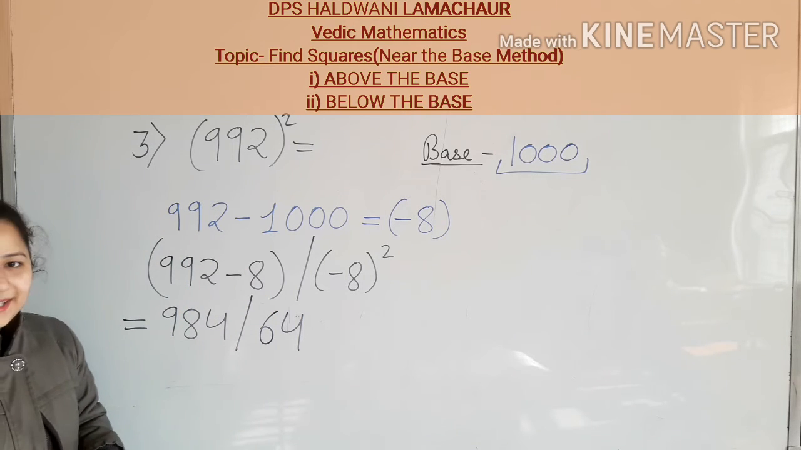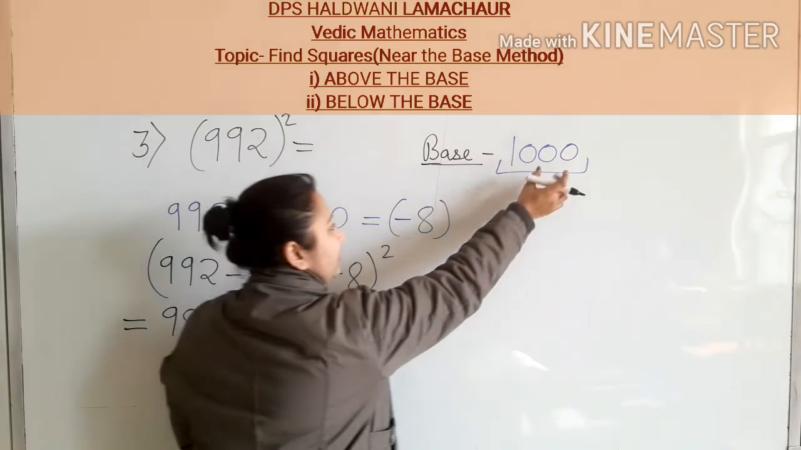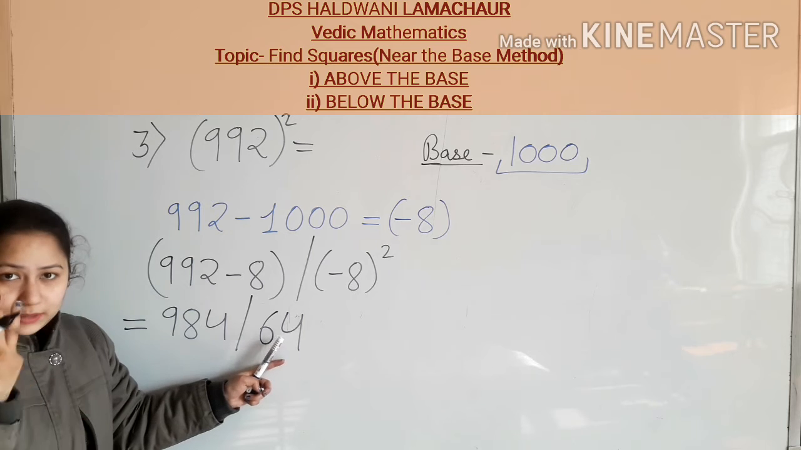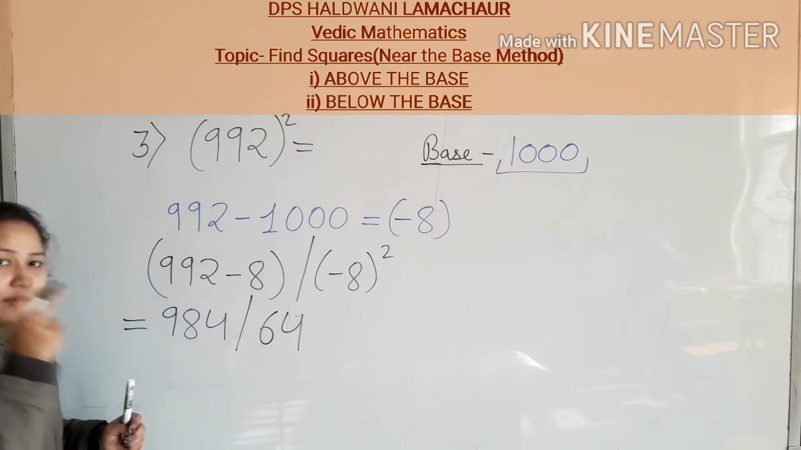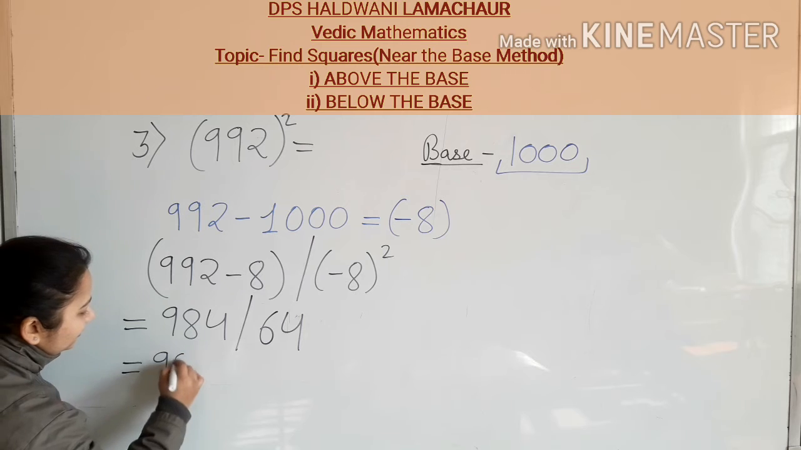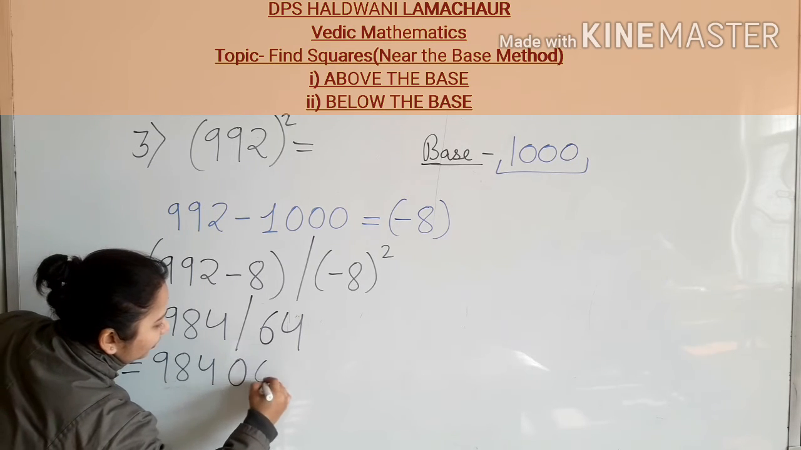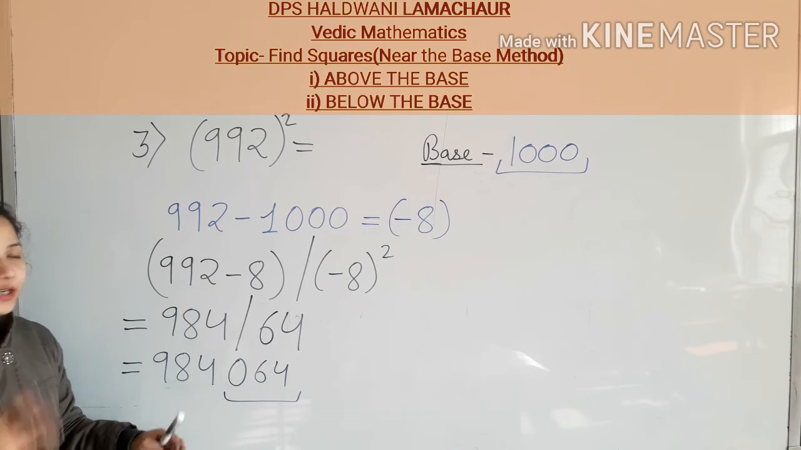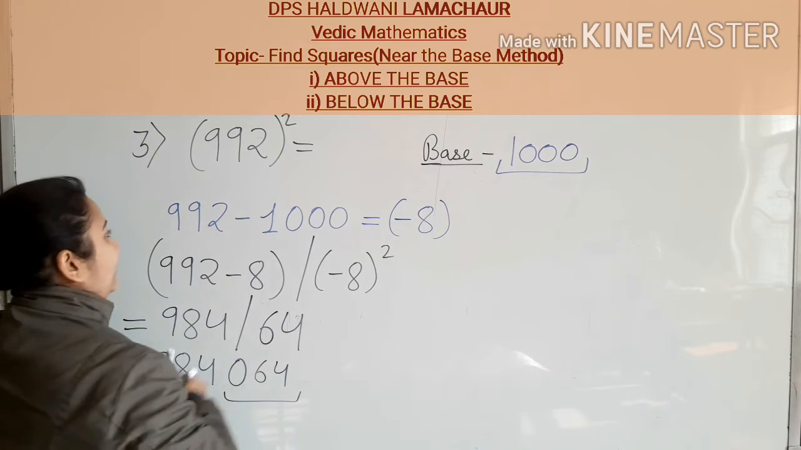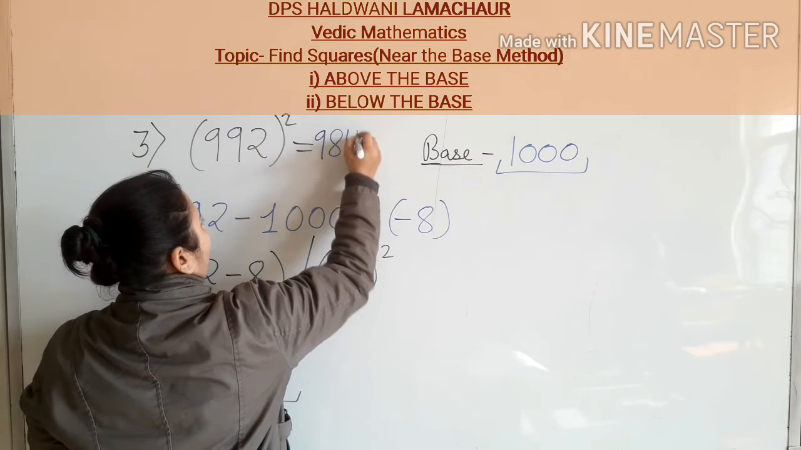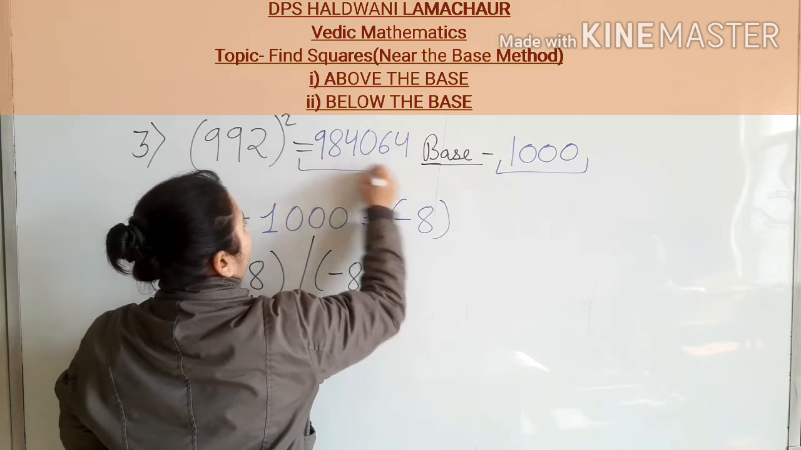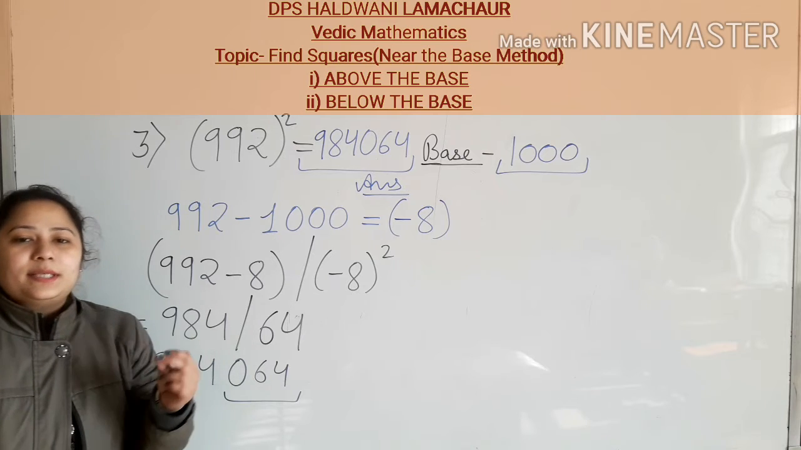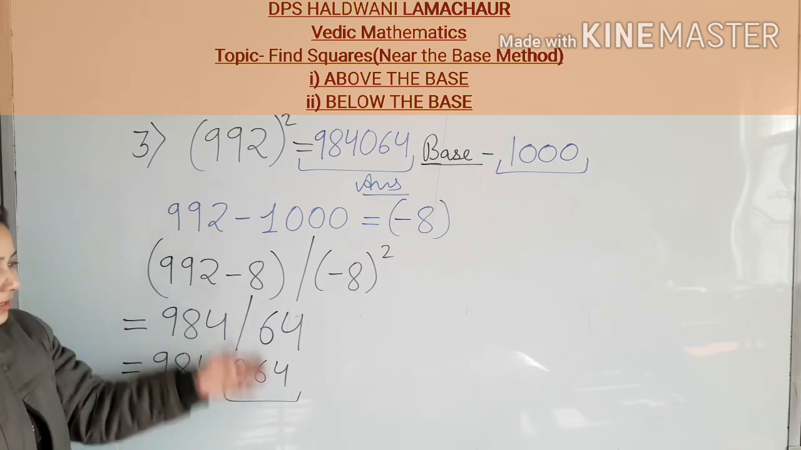Now it's the time for writing the answer. You can see students that there are 3 zeros, which means here should be 3 digits. But you can see that only 2 digits are there. So in your answer, you will put 0 in front of 64, for making it 3 digits because 3 zeros are there. Now write this answer: 984064, and this is your answer. See students how lengthy the answer is, and in some seconds you have found out the answer with this method.